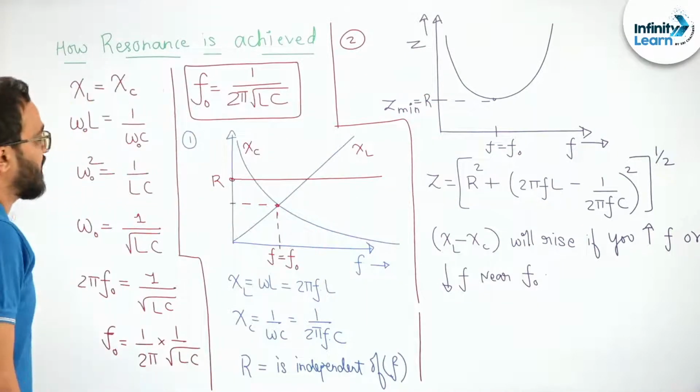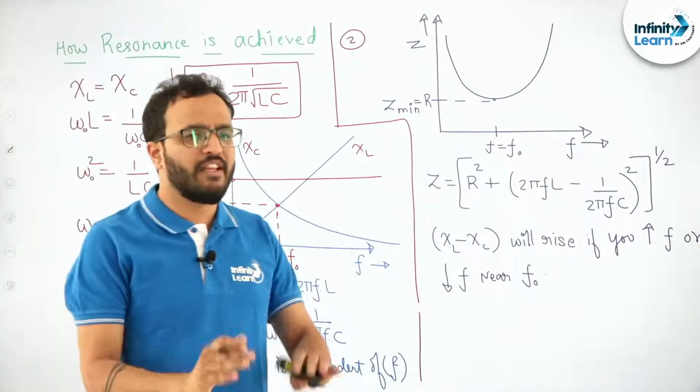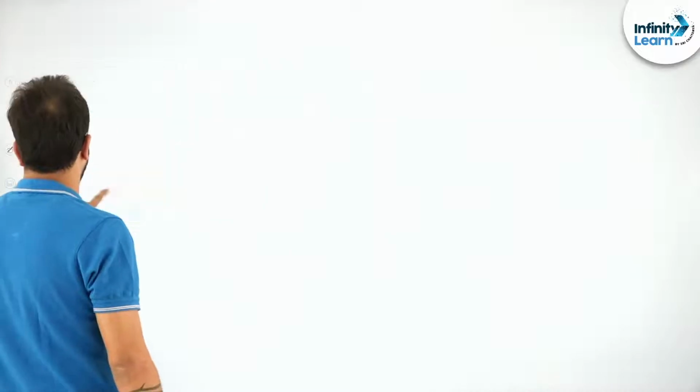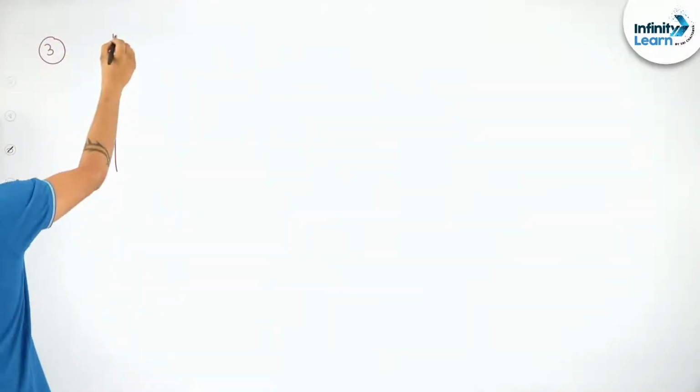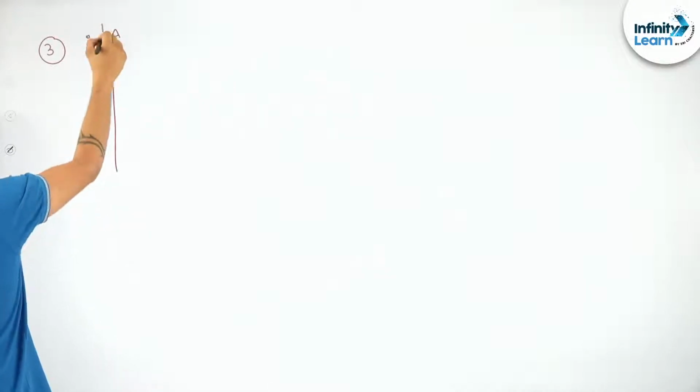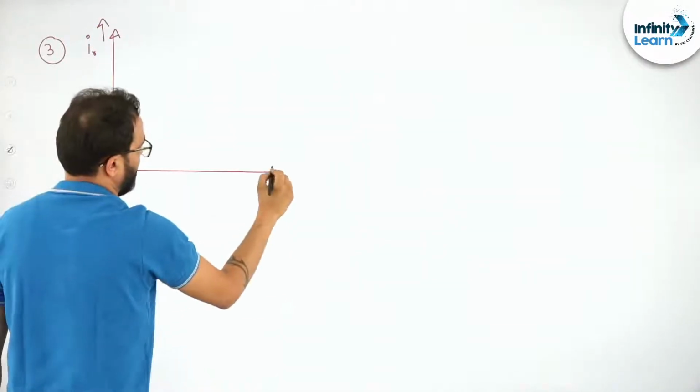Okay. Now let's understand the final graph, which is very, very important here, students. So let's have a look and understand the final, third graph. Now this is also very important. This is the graph of the peak value of the current with frequency.